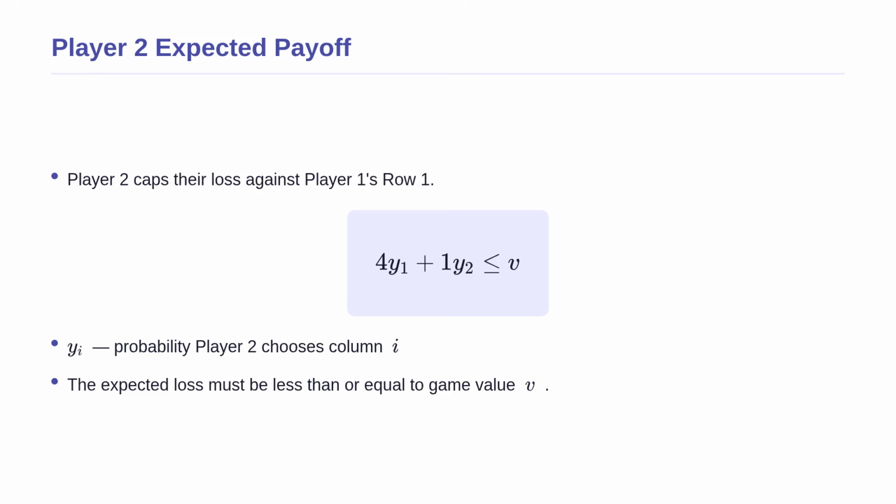Let us formalize player 2's worst case scenario. Conceptually, player 2 wants to ensure that if player 1 strictly plays row 1, the amount player 2 loses is capped. In this formula, y sub 1 and y sub 2 are the column probabilities. The numbers 4 and 1 come directly from the first row of our payoff matrix. The inequality states that this expected loss must be less than or equal to the game value v. If player 2 increases the probability of a column with a lower payoff for player 1, their expected loss decreases, keeping them safer.